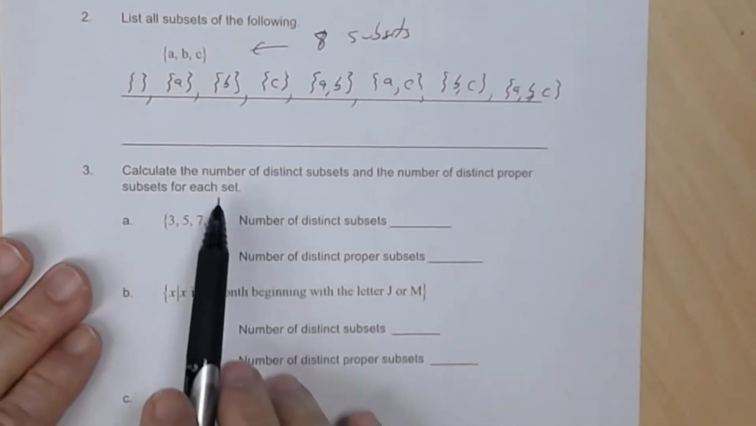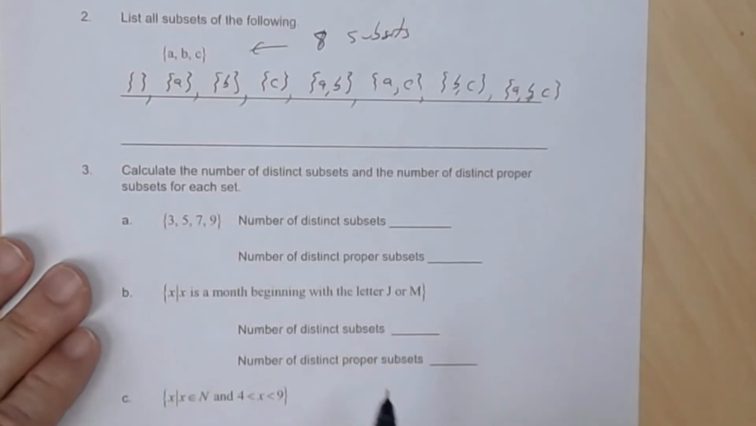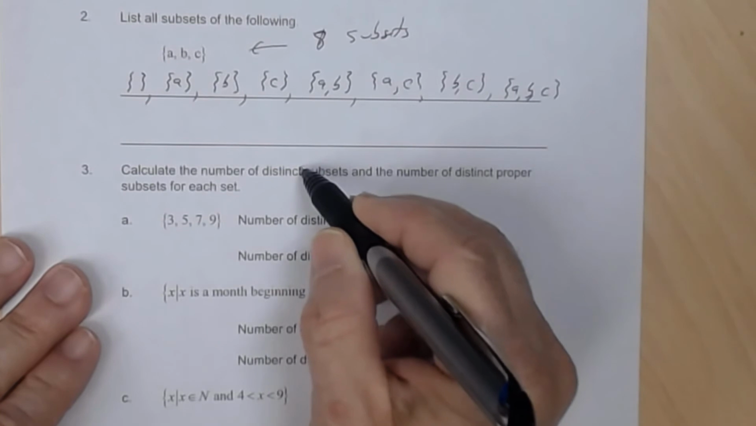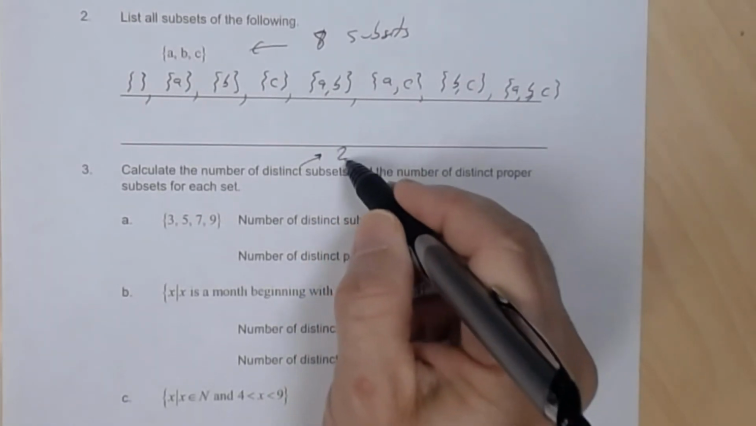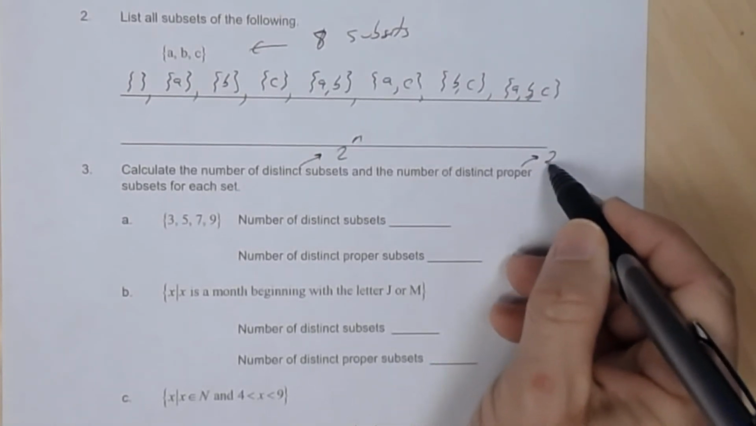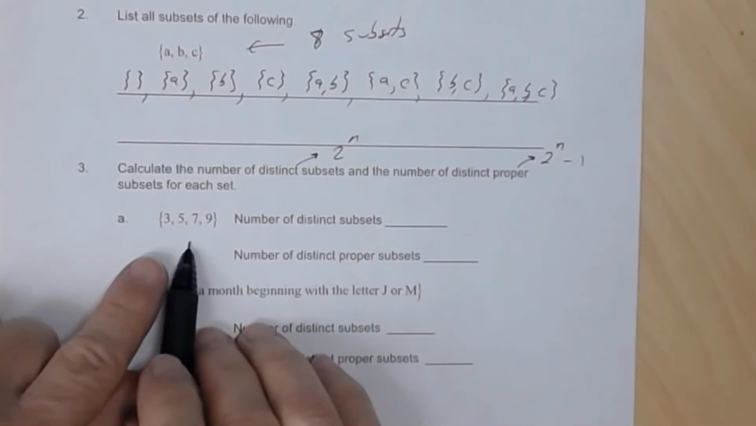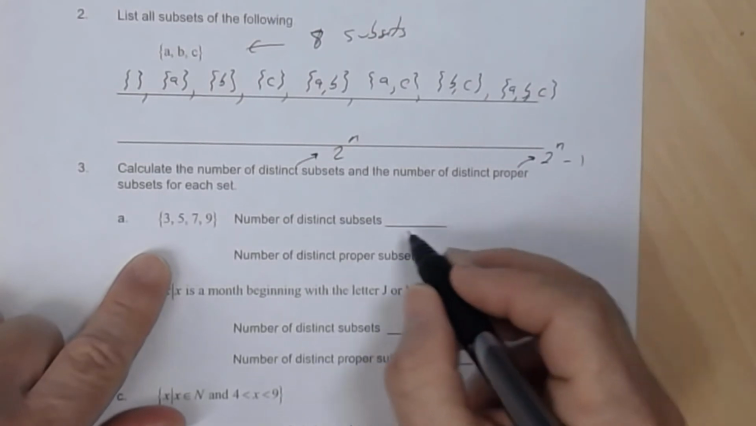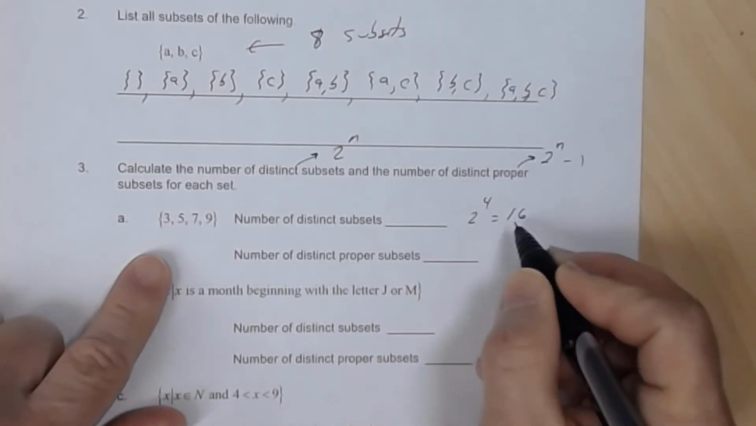Okay, 3. Calculate the number of distinct subsets and the number of distinct proper subsets. So remember the formula for the number of distinct subsets, that's going to be 2 to the n, right? And the number of distinct proper subsets is always 2 to the n minus 1. So this set consists of 4 elements. So the number of distinct subsets will be 2 to the 4th, which is 16.